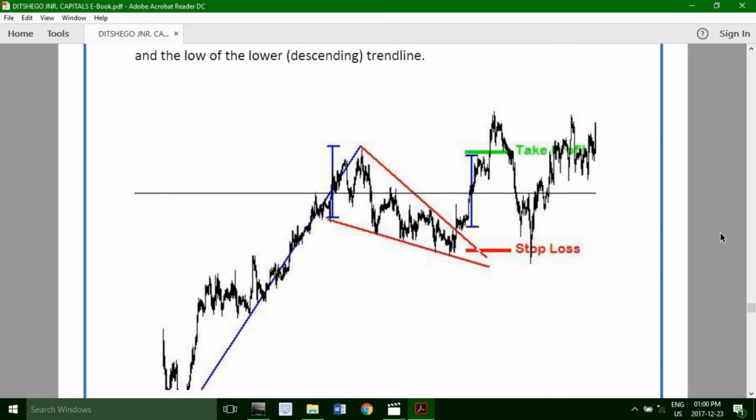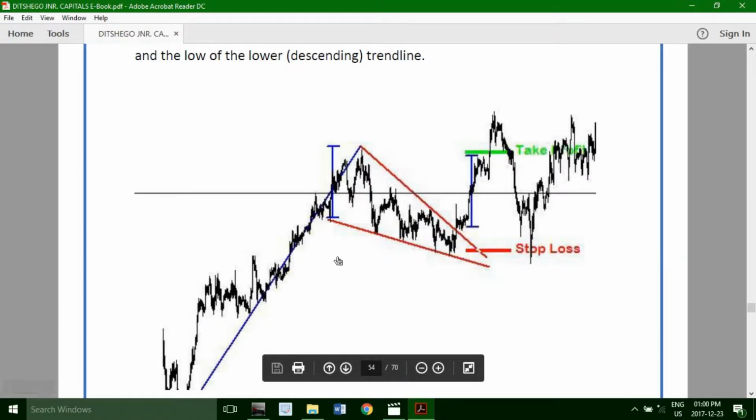But in most cases it will break on the upper trend line, which is this trend line. Even if it started off a downtrend and started to consolidate in between the wedge, its breakout will always be on the upper trend line, while with the reverse, the breakout will be on the support.